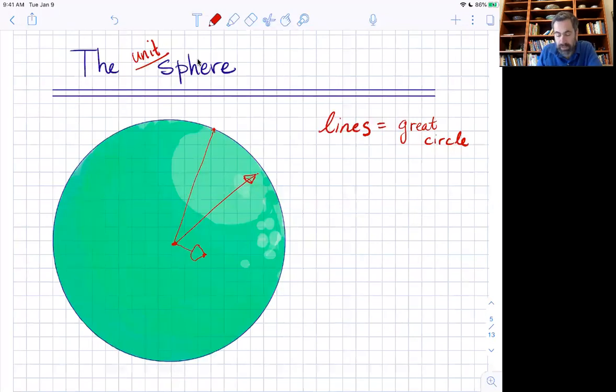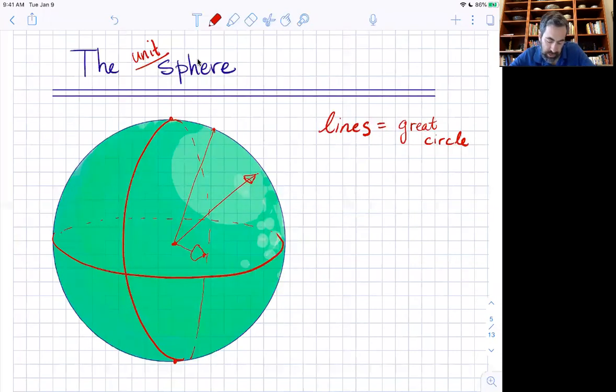So let me draw a picture so you see what I'm talking about. In this picture, if you imagine that this is the North Pole and this is the South Pole of the Earth, then the equator is a great circle. So here is the equator going around the sphere. That is a great circle. That's one of the things we call a straight line in the sphere. Another one is if you draw one of the longitude lines of the globe over here, like that, that's also a great circle. But there's lots of other great circles.